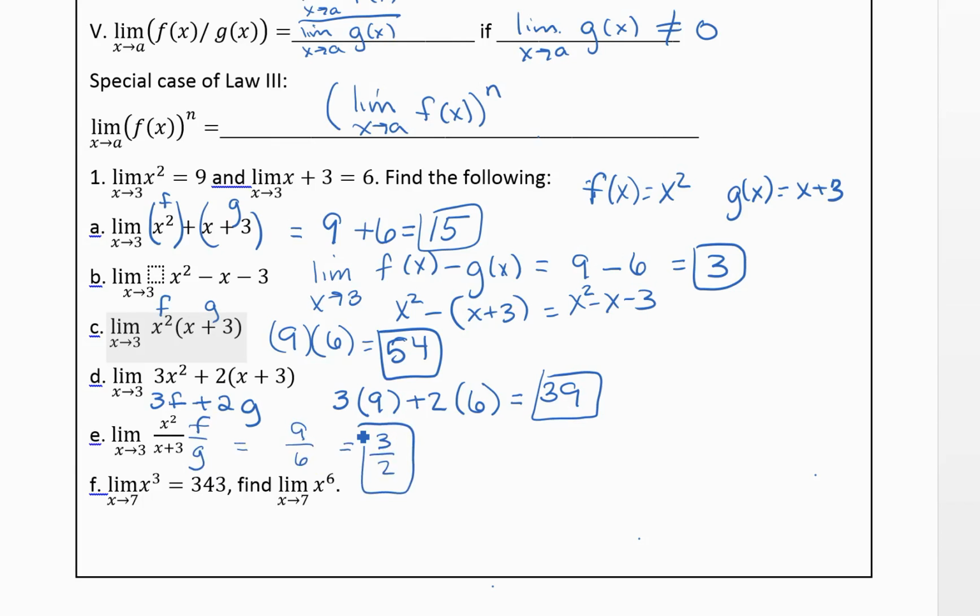Okay. And our last one here is telling us that the limit as x goes to 7 of x cubed is equal to 343. And it says find the limit as x goes to 7 of x to the 6th. Well, what we kind of have to figure out is how does x to the 6th relate to x cubed? And it's actually x cubed squared, because remember when we have an exponent on an exponent, we multiply them. So 3 times 2 would be 6. So here we want to take the limit we already had, 343, and square it, which I'll pull out my calculator here. That gives us 117,649.